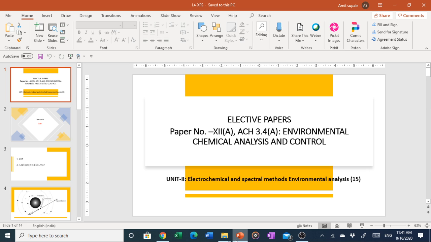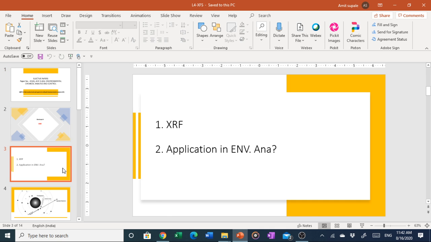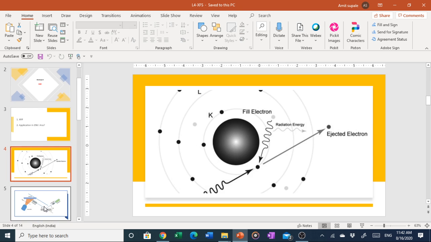So in environmental analysis, this can be successfully used for monitoring of particulate matter, monitoring of minerals or materials present in the environment, that is from soil, from air. This is an easily used method, X-ray fluorescence. First we will see what is meant by X-ray fluorescence, and then what is exactly meant by its application in environmental analysis.